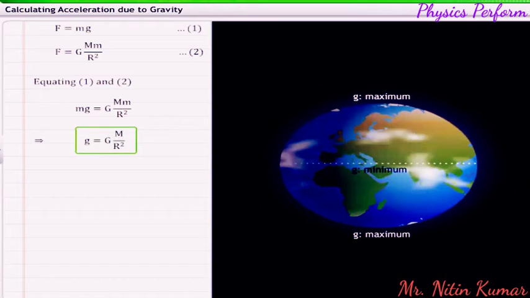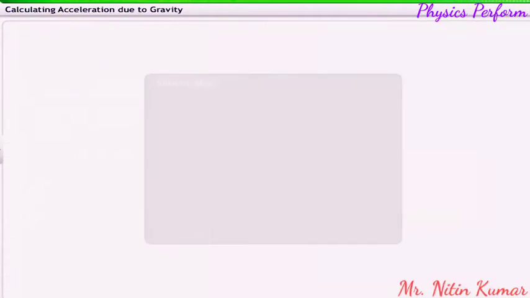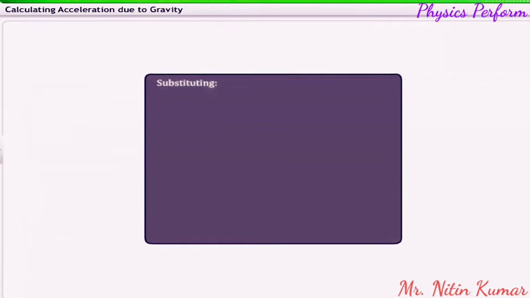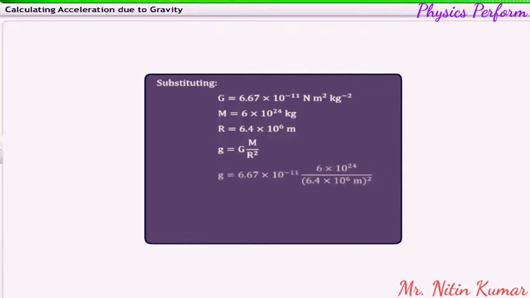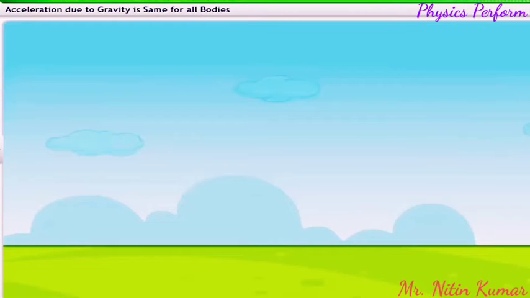To calculate the value of acceleration due to gravity g, we need to substitute the values of universal gravitational constant G, mass of the Earth M, and radius of the Earth R in the expression we derived. On substituting and simplifying, we find that the value of g is approximately 9.8 meter per second square. Acceleration due to gravity at a place on Earth is the same for all bodies, irrespective of their masses.